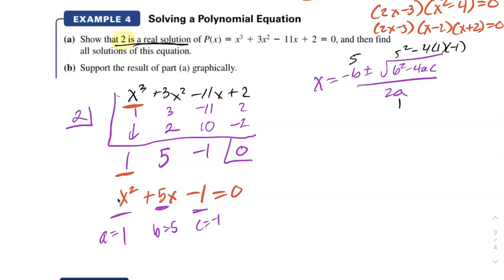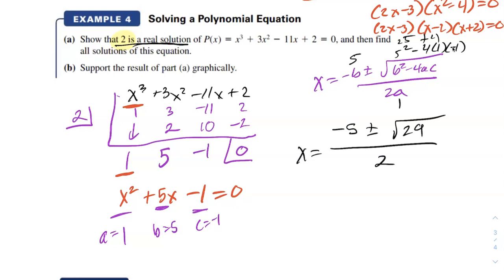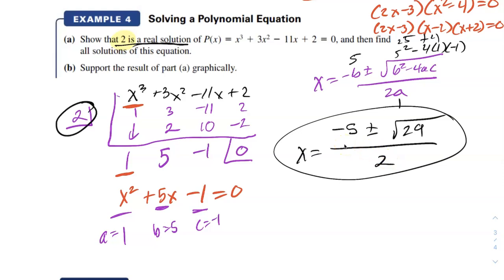And that's a 1. So I get negative 5 plus or minus. Look what happens in here. I get 5 squared, which is 25. But I have minus 4 times a negative 1, so it actually becomes positive 4. So I get 29 in there over 2. And that's pretty much it. I really can't do anything else with that. So I get negative 5 plus or minus root 29 over 2. So those are my three answers. I got 2 and I got these 2. Alright, so 3 answers. B, support the result of part A graphically.